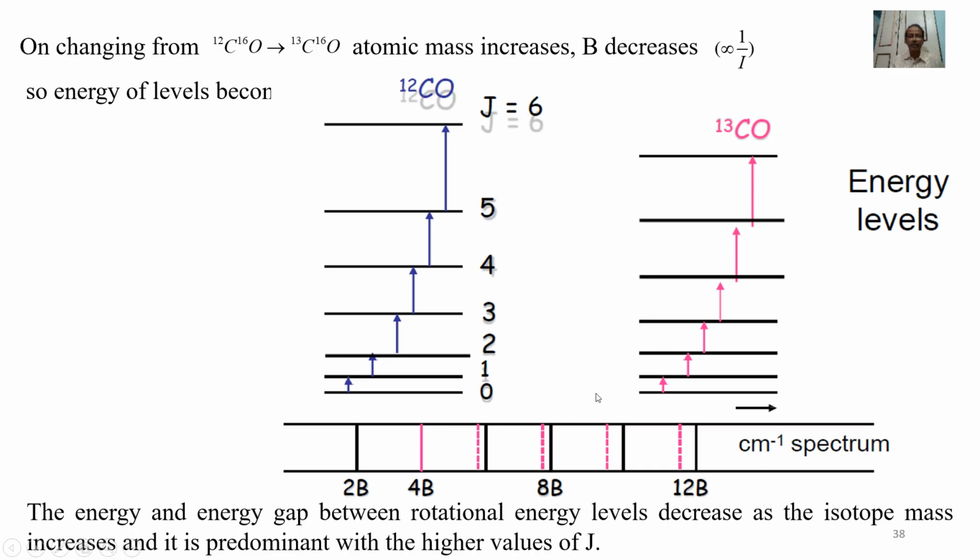And this can be denoted, see exactly 2B, here it is 4B, and there's a small separation, here small separation, and 8B also, and we have 12B, there's a lot of separation. So when J increases, the separation is predominant. And the second one is here, but it is very less. Here it is almost the same, here it is very less.